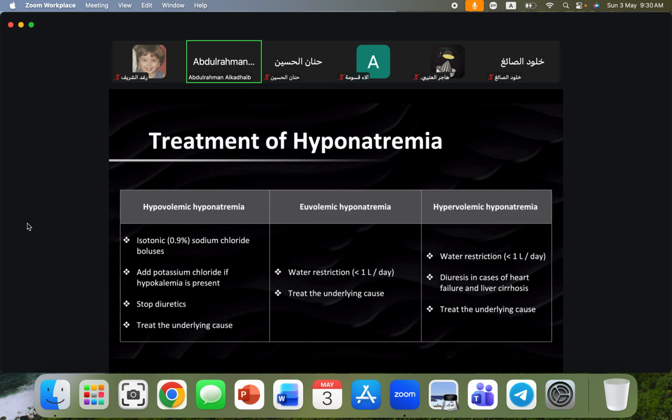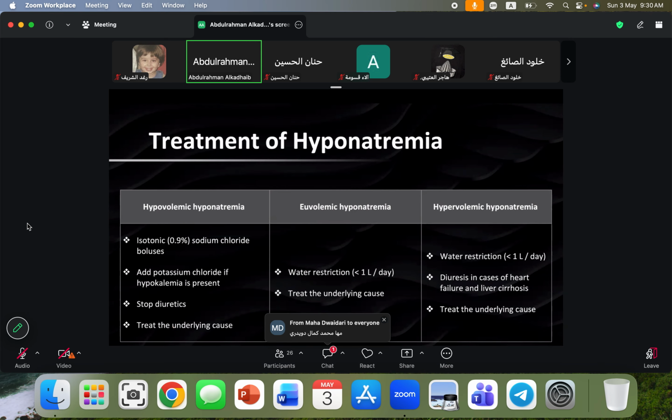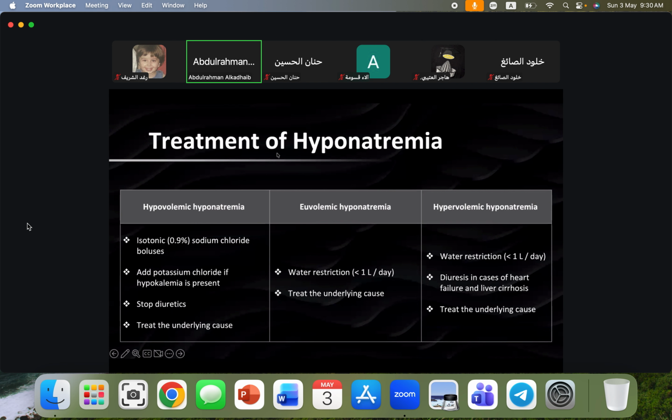So what about patients with hyponatremia who present with mild or moderate symptoms? Usually, the treatment for those patients really depends on the type of hyponatremia. In cases of hypovolemic hyponatremia, usually we start with boluses of isotonic sodium chloride, the 0.9%, which contains a smaller amount of sodium compared to the hypertonic saline. And we should also add potassium if there is a hypokalemia associated with the hyponatremia.